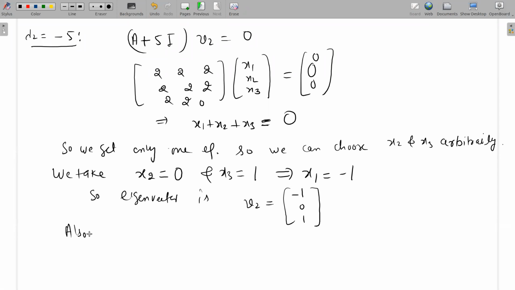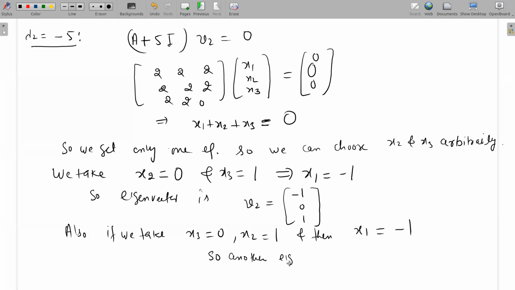Also, अब आपने x2 को 0 किया था, x3 को भी कर सकते हो. Also if we take x3 equal to 0, x2 equal to 1, and then x1 equal to minus 1. So another eigenvector is, उसको मैं v3 कह रहा हूँ, so minus 1 1 0. You can check that these v2 and v3 they are linearly independent.